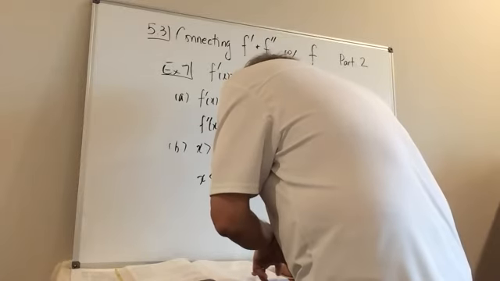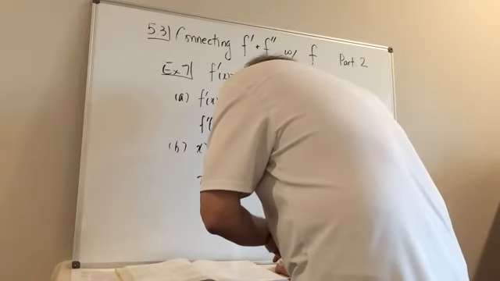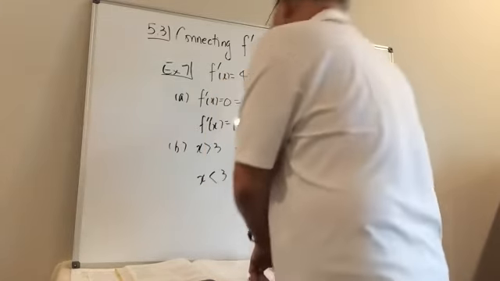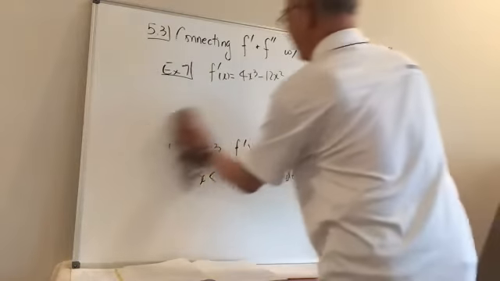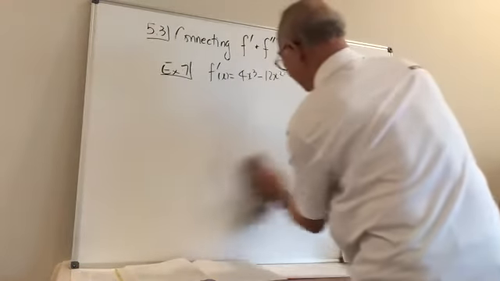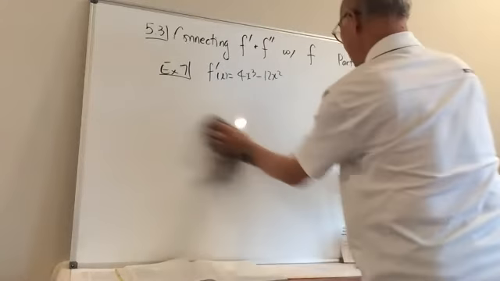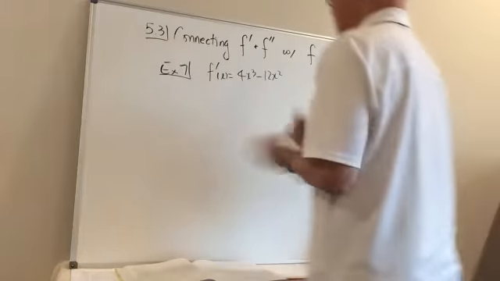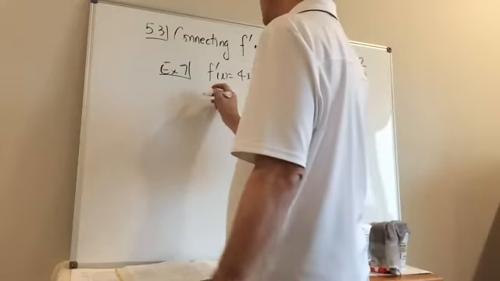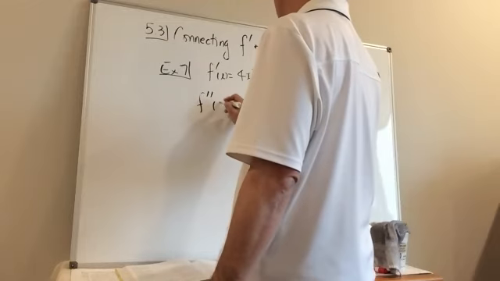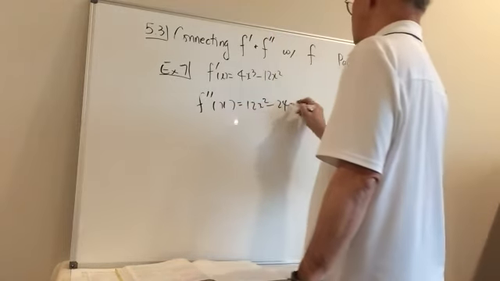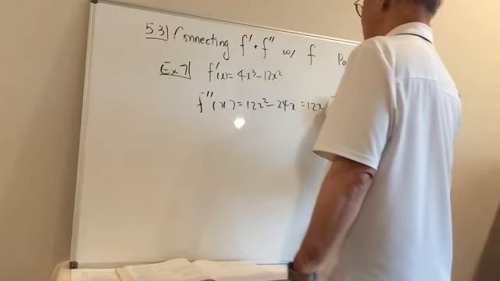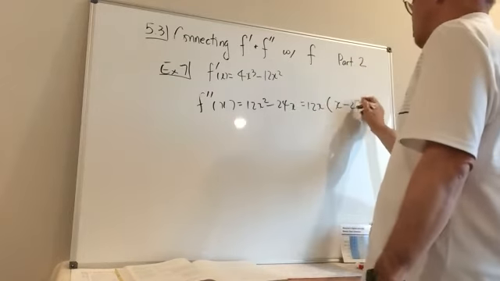And then C, find where the graph of f is concave up and concave down. I would find f double prime, right? I already did that. f double prime was equal to 12x squared minus 24x, which is 12x, x minus 2.